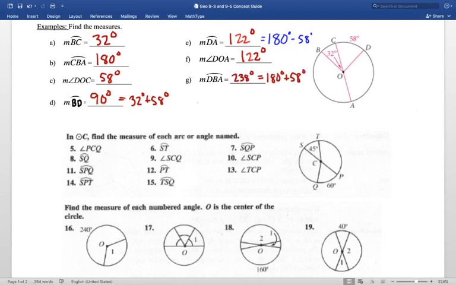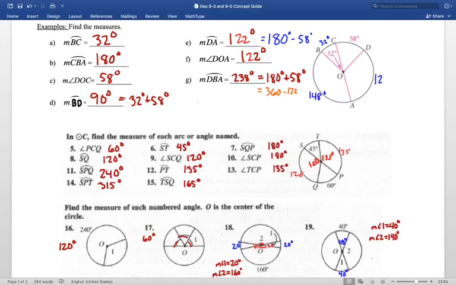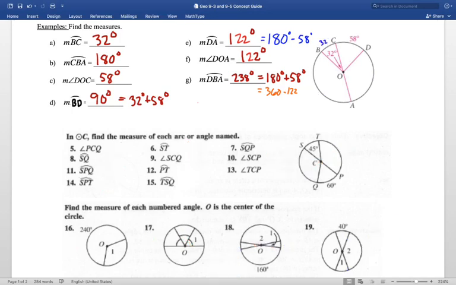And then the measure of arc DBA is going to start at D, go through B and all the way to A. That's the major arc. So you can go 180 plus 58, or you could go 360 minus 122. If this arc here is 122, DBA is going to be 360 minus 122. So a couple different ways you can get those. What I recommend that you do is you just fill in all of these things like this. You fill in all those things, and it'll help you out.